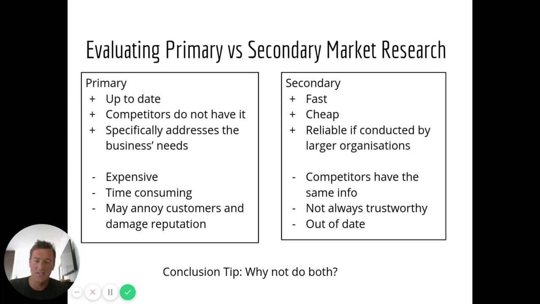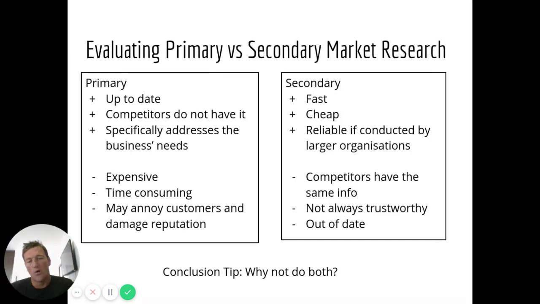Well, your competitors have the same info, so the competitive advantage of finding something that was online, everybody has it. It's not always trustworthy. We know that things are posted online which aren't always true, and also sometimes you find something that's 5 years old, and you think to yourself, okay, I'm going to use that, but things have moved on since then, so it can be out of date.